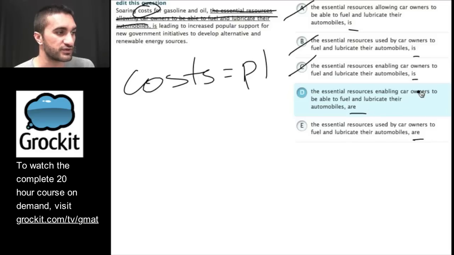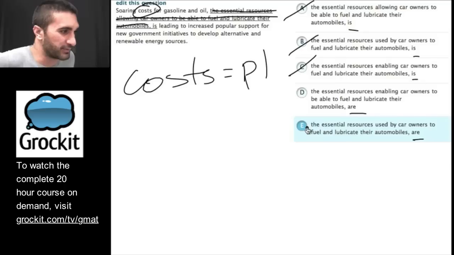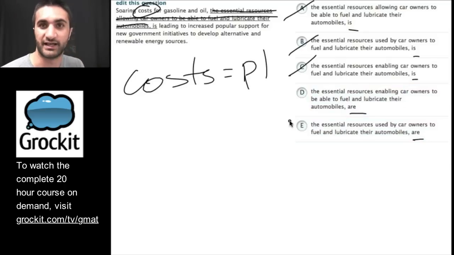The essential resources enabling car owners to be able to fuel and lubricate their automobiles are. So E is already the shorter one. I probably like that better, but let's just actually understand the difference between these two. Everyone go ahead and read D and E and tell me in the chat box which one you think is the correct answer.